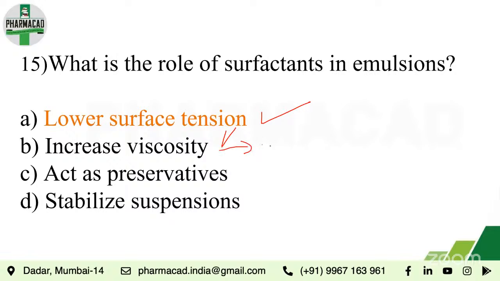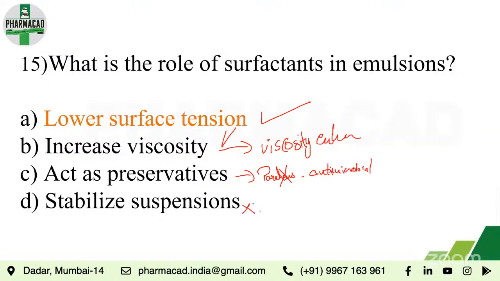To increase the viscosity you will use viscosity enhancers. Preservatives, which will you use? For preservatives you will use something like paraben. Parabens are not used that much, but you will use others, antimicrobials and all of that, like benzalkonium, benzyl, and so on. Stabilizing the suspensions? No, it doesn't stabilize those. In one way it stabilizes, but not suspensions.